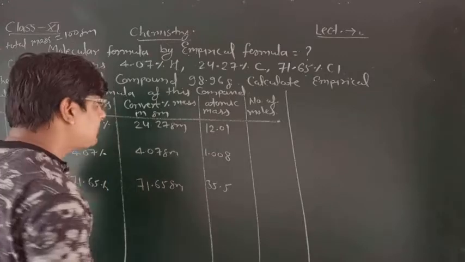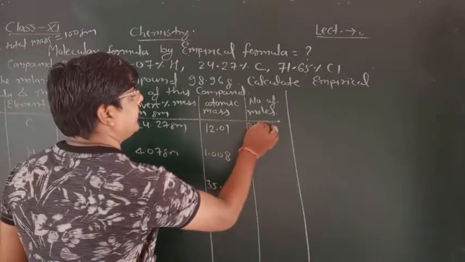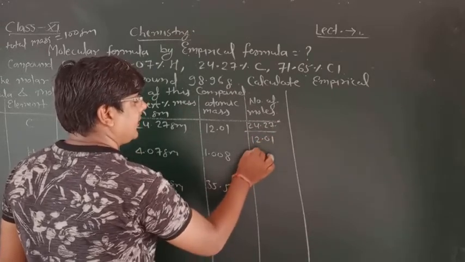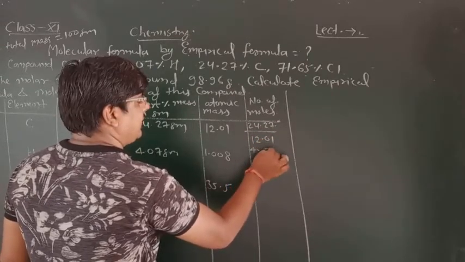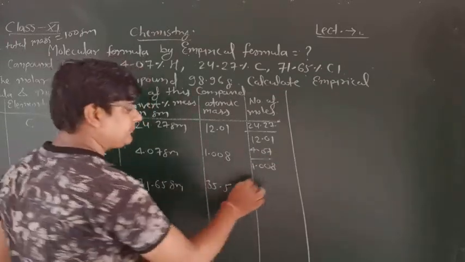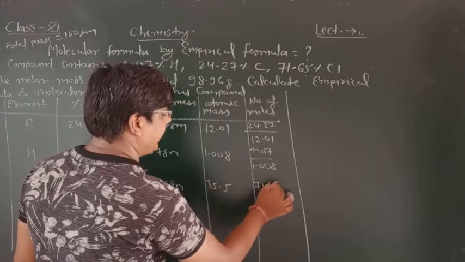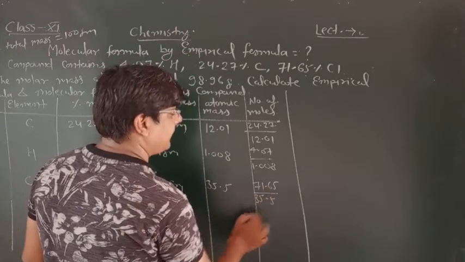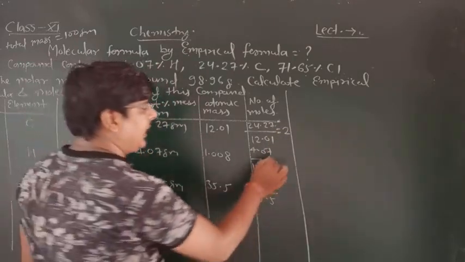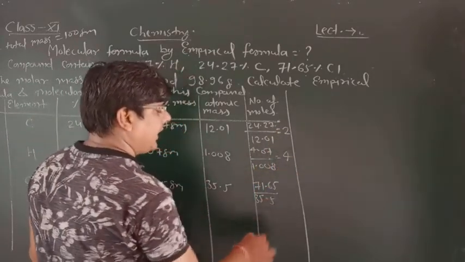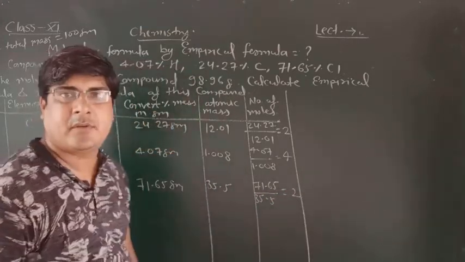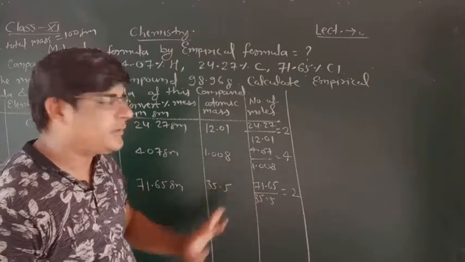Here, mass of carbon 24.27 upon 12.01, hydrogen 4.07 upon 1.008, and chlorine 71.65 upon 35.5. This will be approximately 2, this will be approximately 4 and this will be approximately 2. Okay, the ratio is 2:4:2.